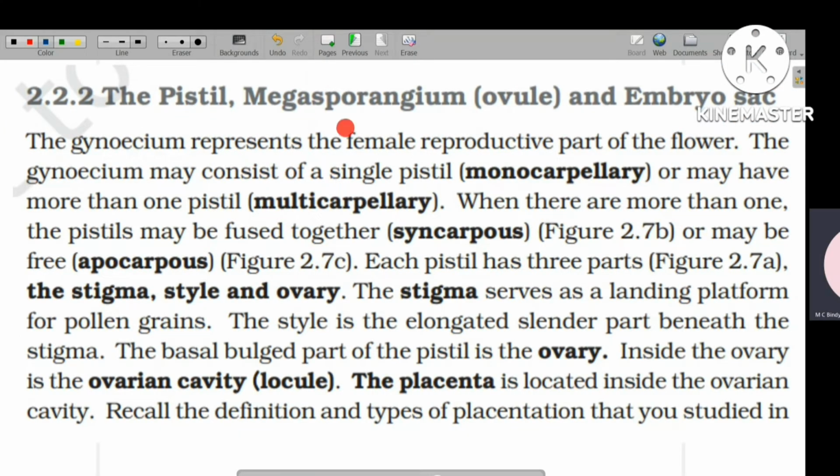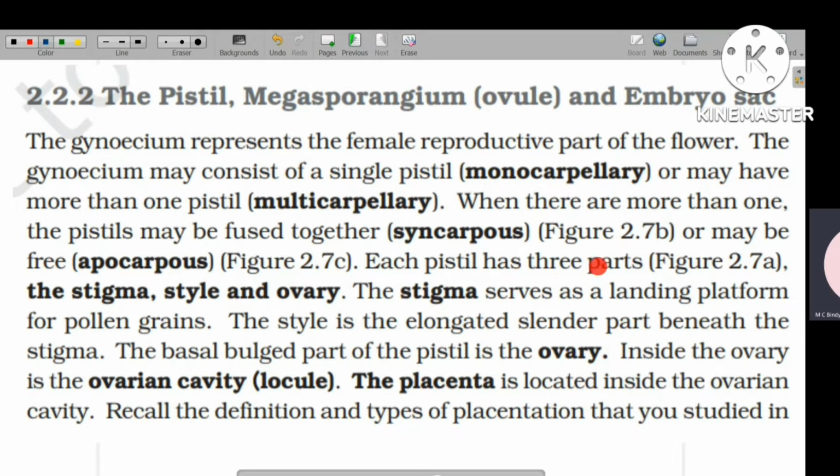The pistil, Megasporogenesis or ovule, and embryo sac. The gynoecium represents the female reproductive part of the flower. The gynoecium may consist of a single pistil, monocarpellary, or may have more than one pistil, multicarpellary. When there are more than one, the pistils may be fused together, syncarpous, or may be free, apocarpous.